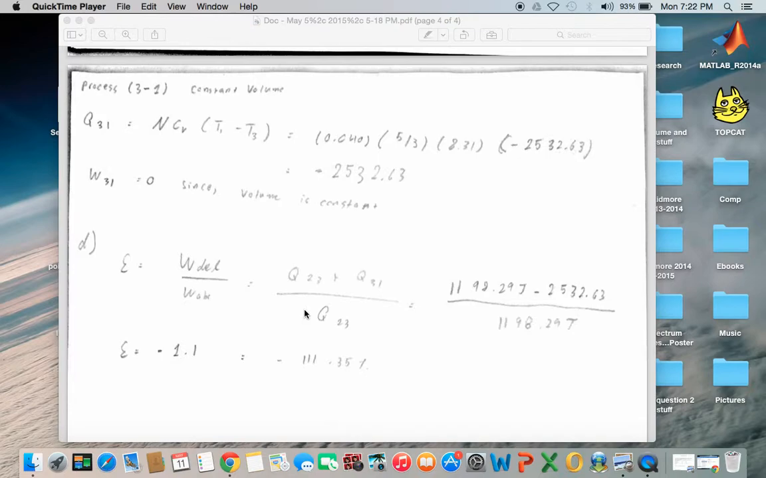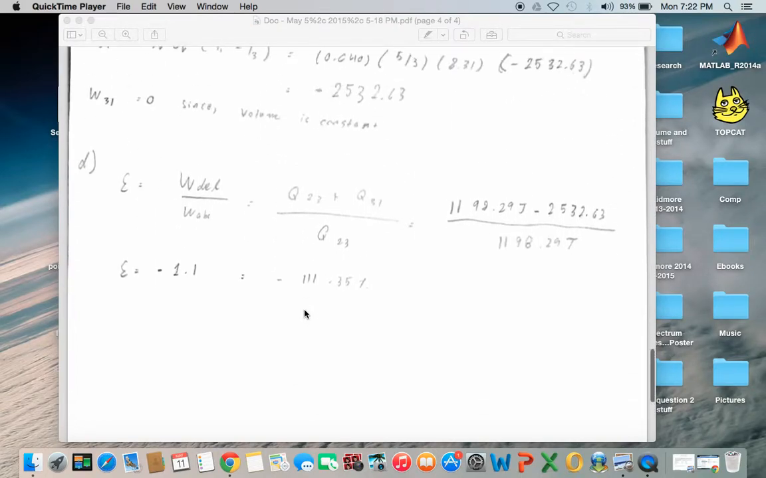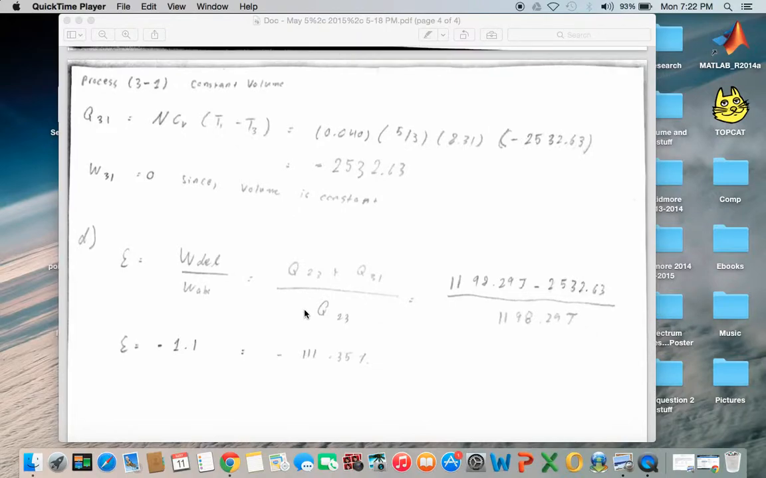When I calculated the efficiency, I got negative 111%. I know that's an improper value. The process was correct, it is just because the values that I chose for this problem didn't work out nicely, but the idea still holds. And thank you.